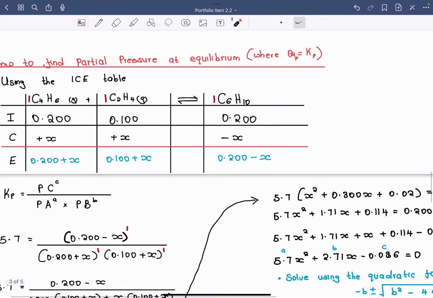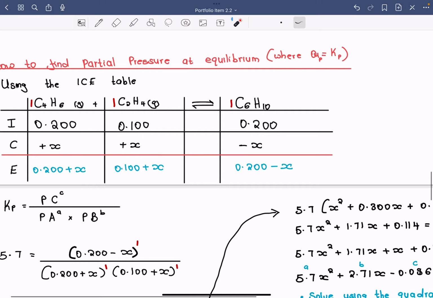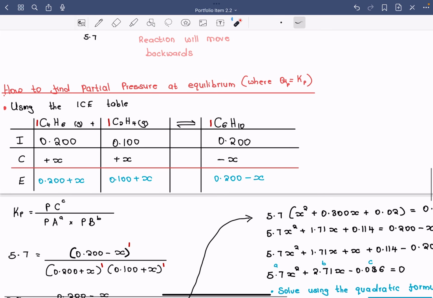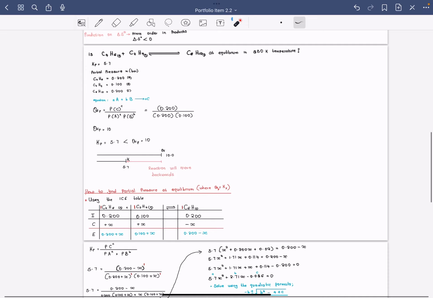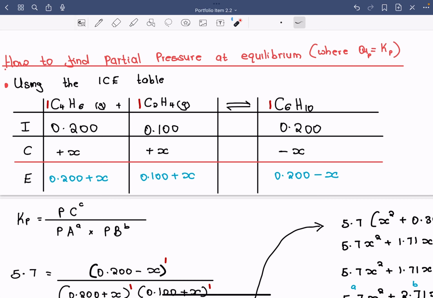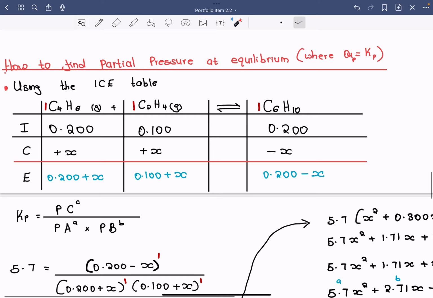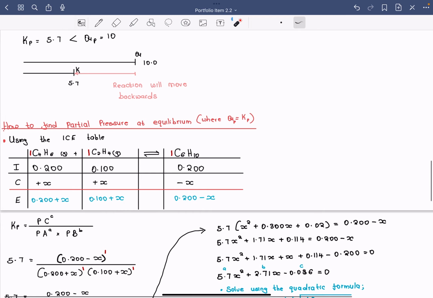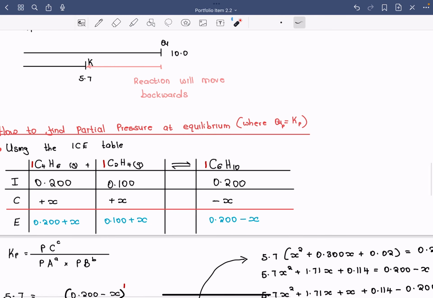So C4H6, we started off with 0.200 partial pressure. So it's like atm or bar. Our units are in bar. So it's 0.200. And then our initial concentration of C2H4 is 0.100, and our concentration for C6H10 is 0.200. And remember, we identified that our reaction will be moving backwards, right? So we'll be losing this but getting more of this.